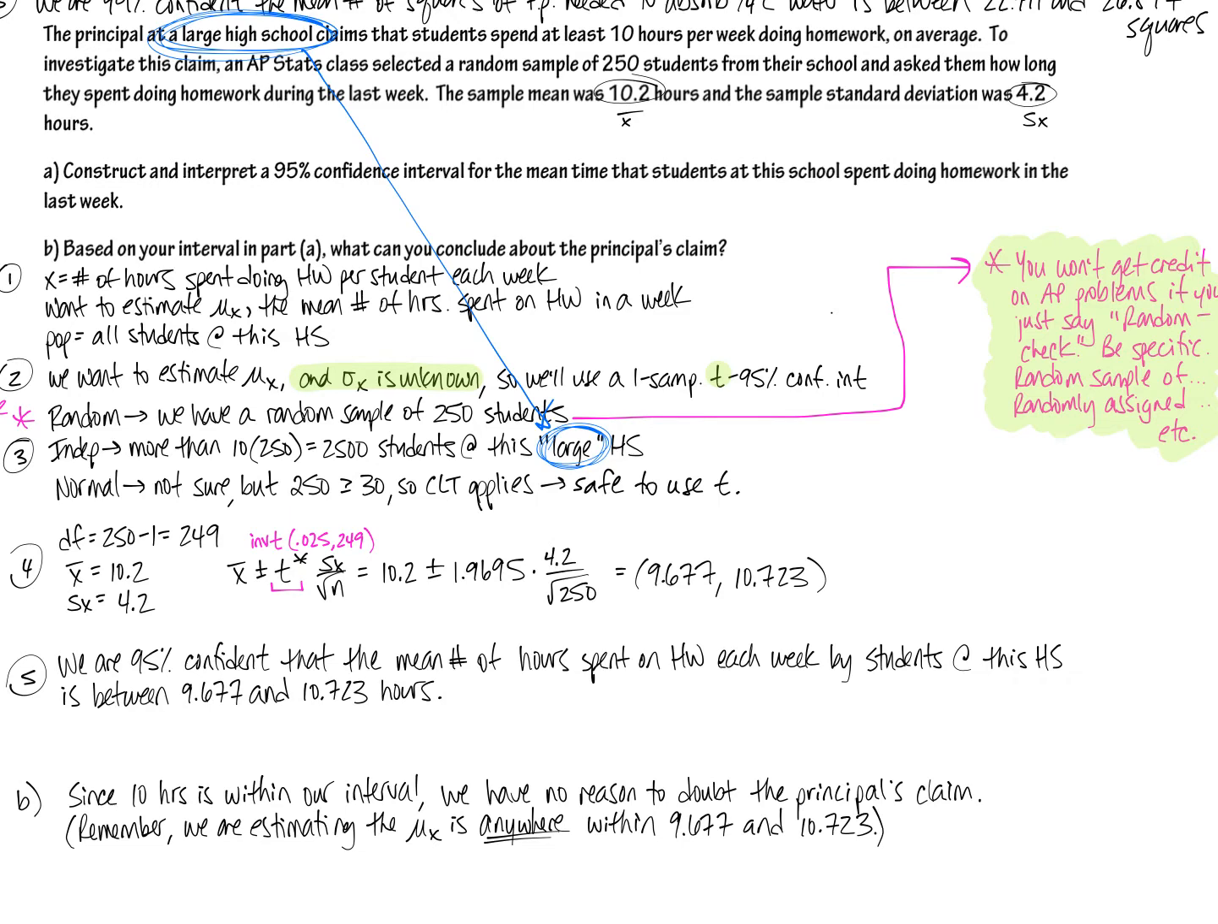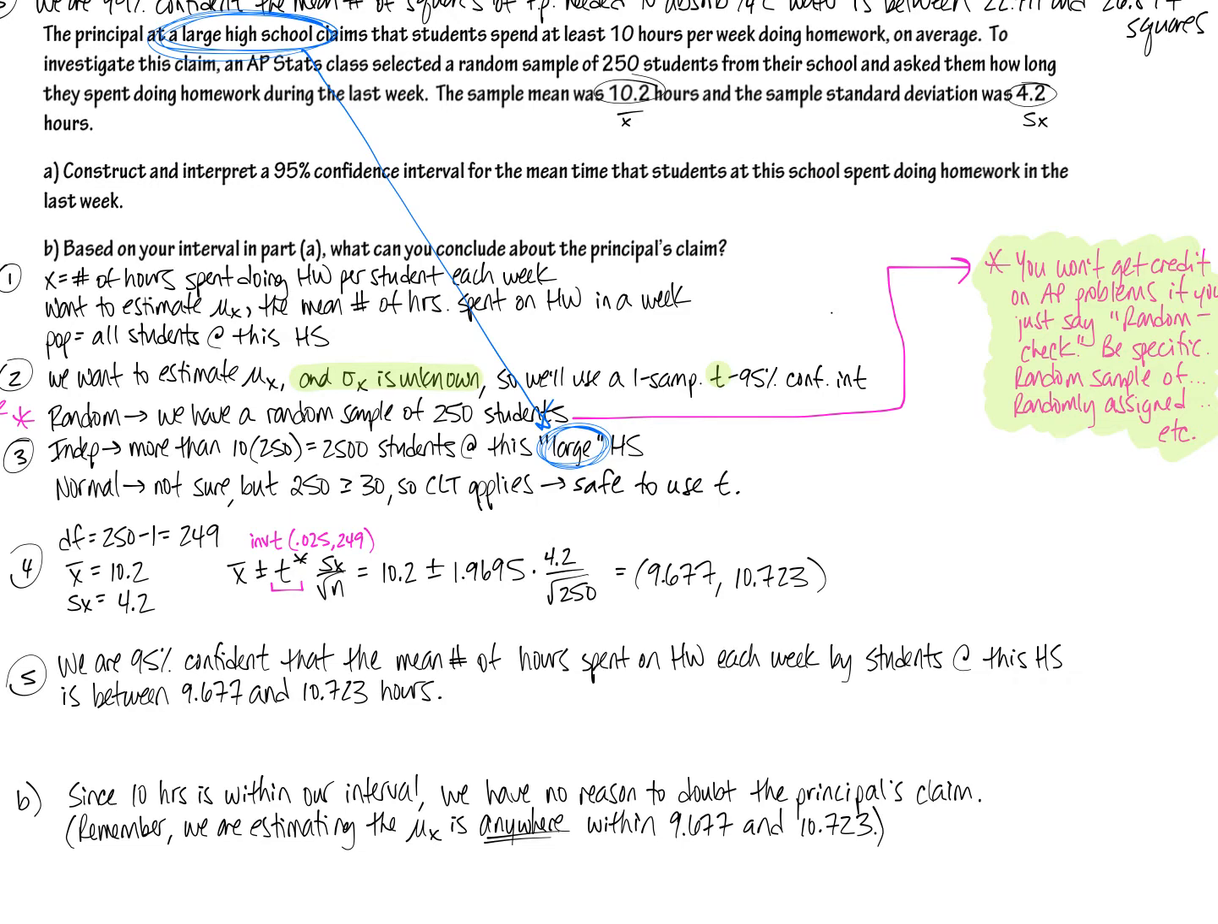So there's our introduction sentence, and make sure that you have your conditions being checked here. For randomization, it does say we have a random sample of 250 students, so that is right up here. Just recopy whatever it is. I've said a bajillion times that you're not going to get credit on AP problems if you just say random check.